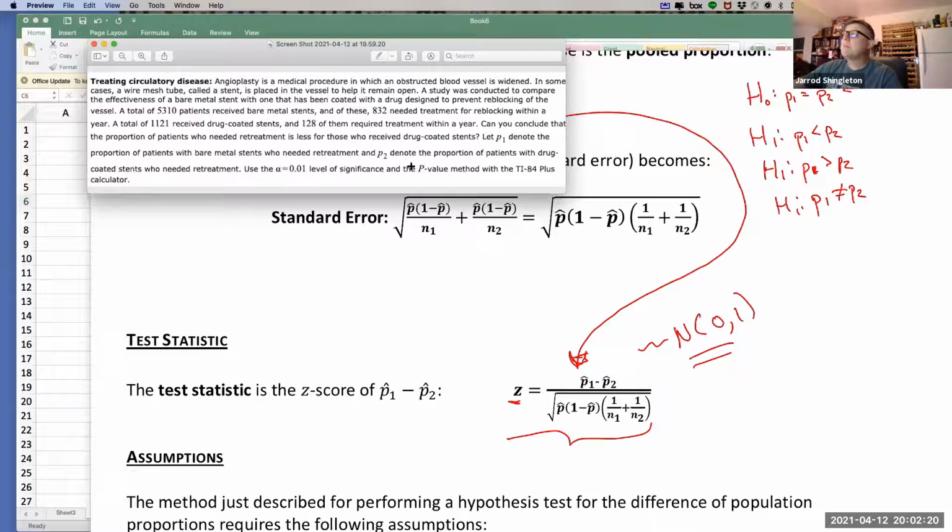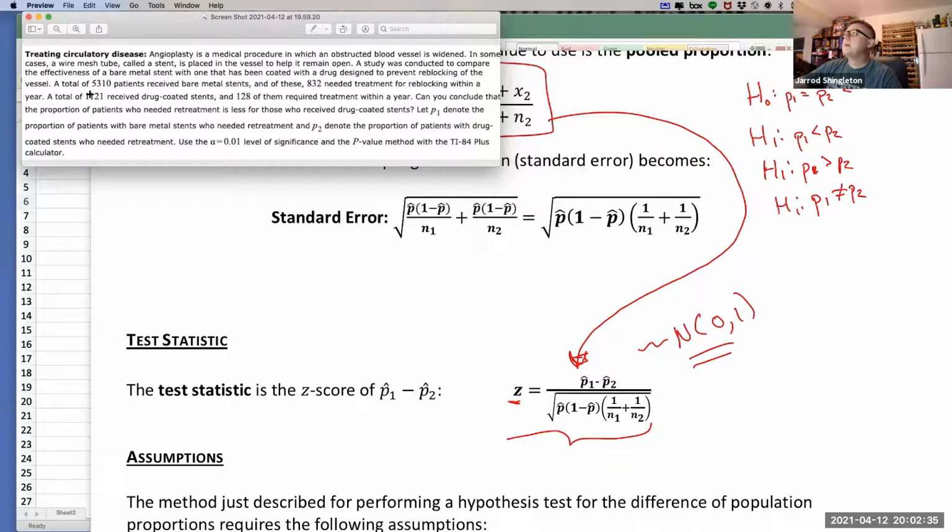It's a pretty long problem because there's a lot of things we need to take out, but mainly we need X and we need N for the first data set, and X and N for the second data set. So I'm going to pull out the valuable things. Total of 5,310 patients received bare metal stents. And of these, 832 need treatment for reblocking within a year. So this is my X for the received bare metal stents, and this is my N for received bare metal stents. Total of 1121 received drug-coated stents.